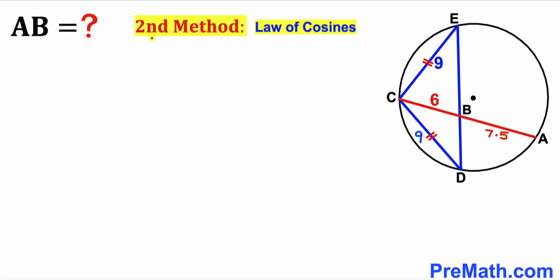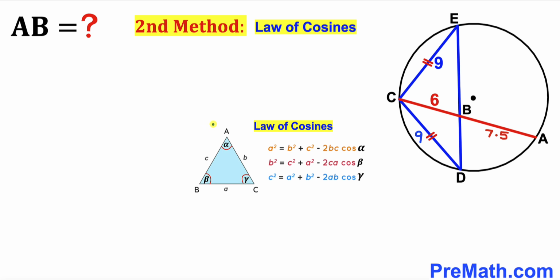And now let me show you the second method by using the law of cosines. Here we have this triangle ABC with this vertex A. This angle is alpha. For vertex B, our angle is beta. And for vertex C, our angle is gamma. And this side length lowercase a is opposite to this vertex A. Likewise, this side length b is opposite to this vertex B. And finally, this side c is opposite to this vertex C.